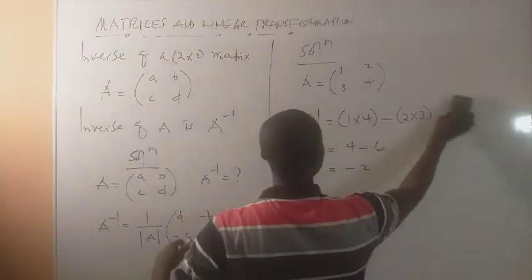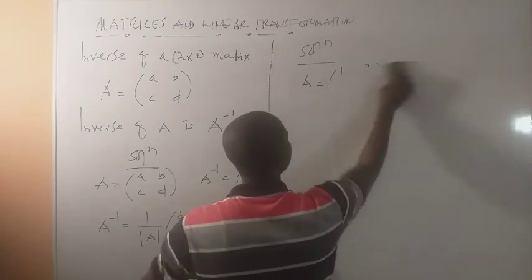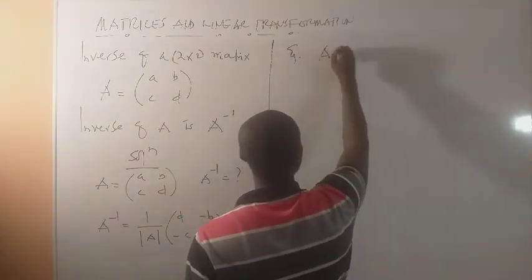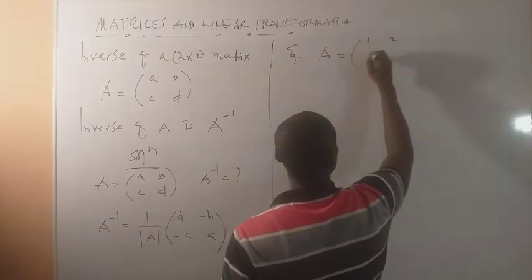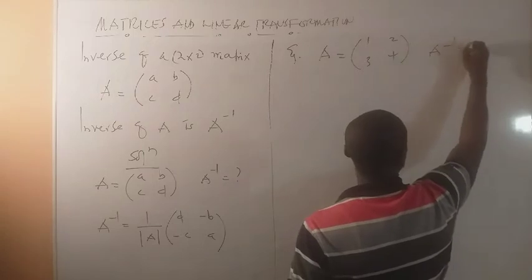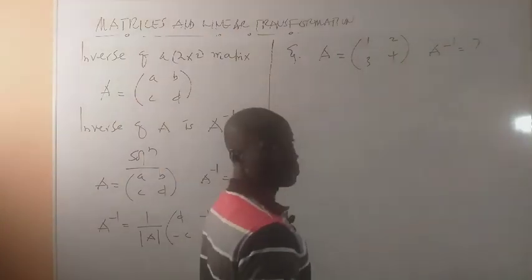So let's take a look at this question. Let's use the same matrix. A equals 1, 2, 3, 4. Let's assume that we are asked to find the inverse of A. So the inverse of A is question mark.